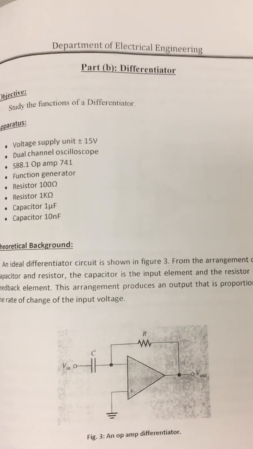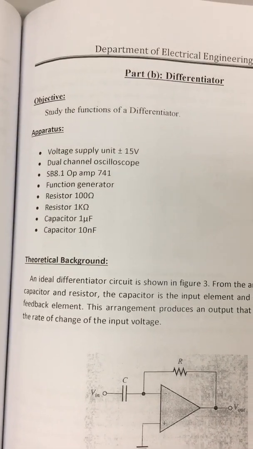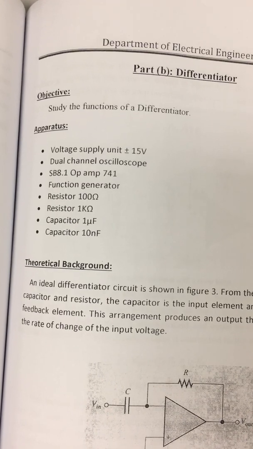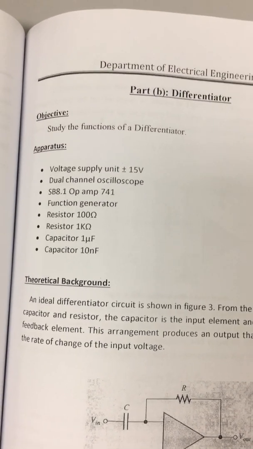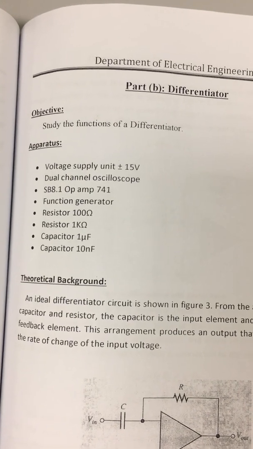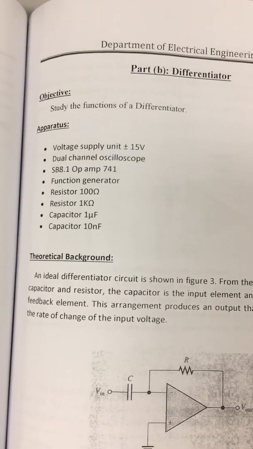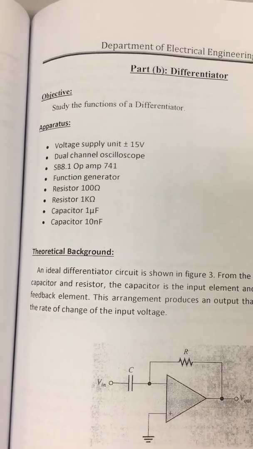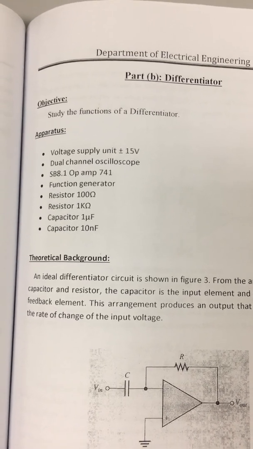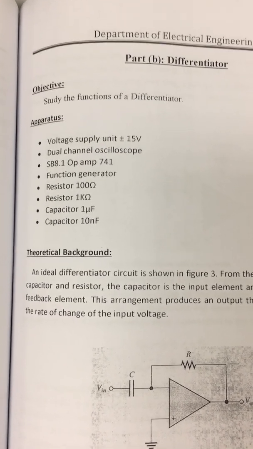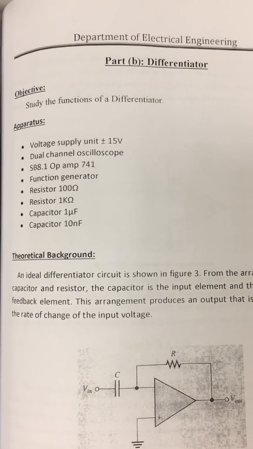Today we are going to discuss the differentiator. For the differentiator we need a voltage supply of plus or minus 15 volts, a dual channel oscilloscope, an op amp 741, a function generator, a resistor of 100 ohm, another resistor of 1 kilo ohm, and two capacitors, one of 1 microfarad and another of 10 nanofarad.